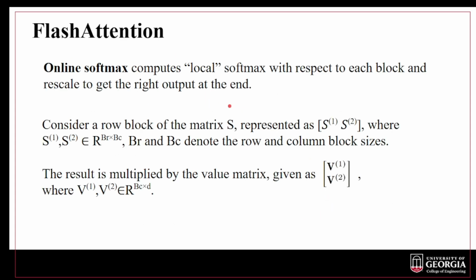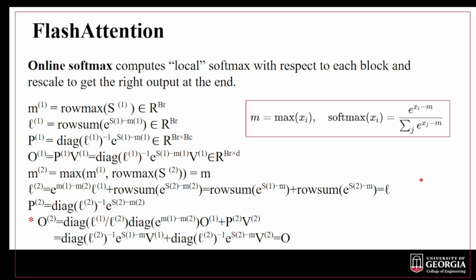Now let's see how online softmax works. The key idea behind online softmax is to compute the local softmax for each block independently, and then rescale the result to obtain the correct final output. Let's consider a row block of S represented like this, and the value matrix represented like this. And then the online softmax result is computed as follows.